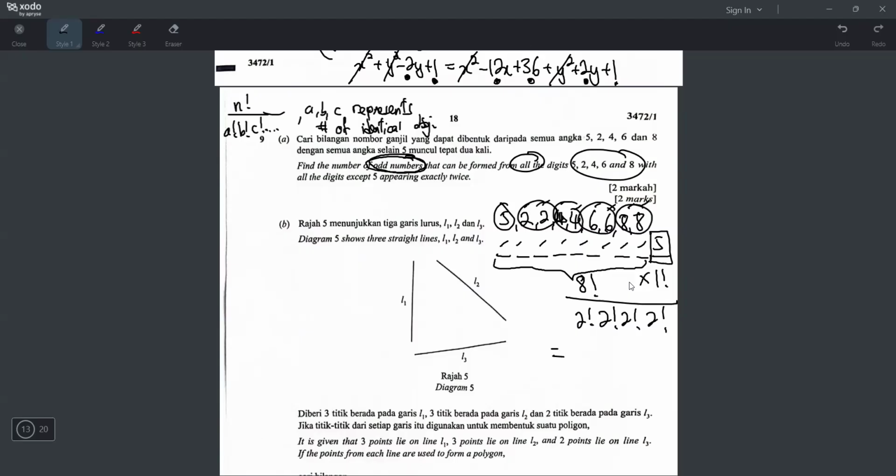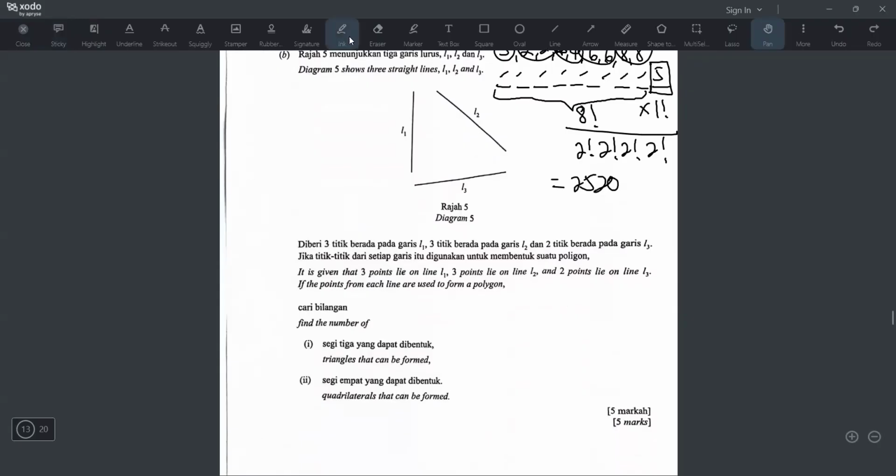So let me press divide 2, divide 2, divide 2, divide 2. Okay, I'm done. My calculator gives me 2520. So that is the number of ways to form odd numbers from all the digits. All right. Okay, so 2 marks only. Okay, let's do B now.